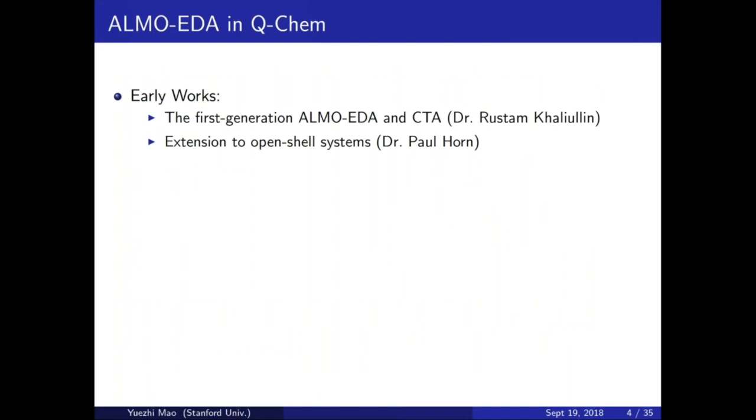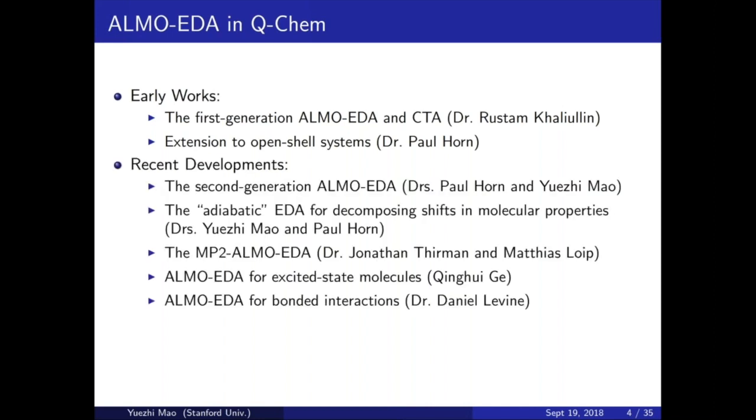ALMO-EDA has an original implementation in Q-Chem, and this is referred to as the first generation ALMO-EDA. It was also extended to open shell systems later. But today's focus will be some recent developments, and actually there are a lot of them. To overcome some limitations of the first generation ALMO-EDA, we added some new theory. And so now we have the second generation ALMO-EDA.